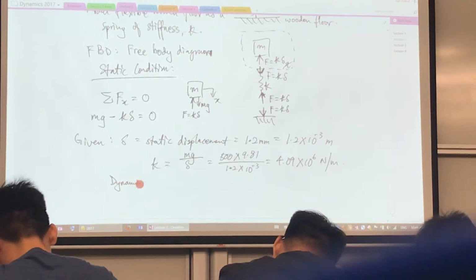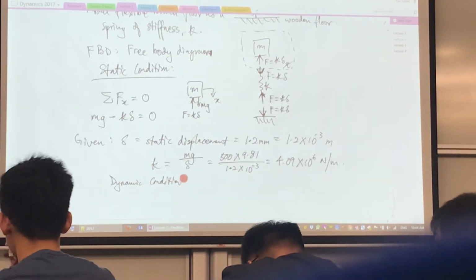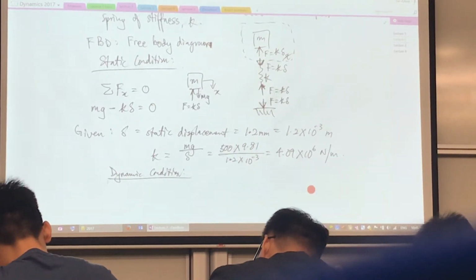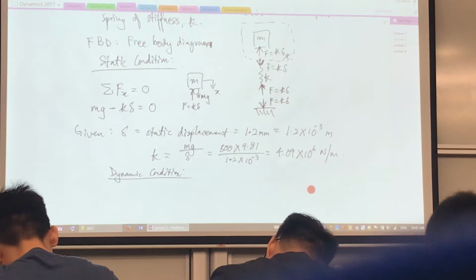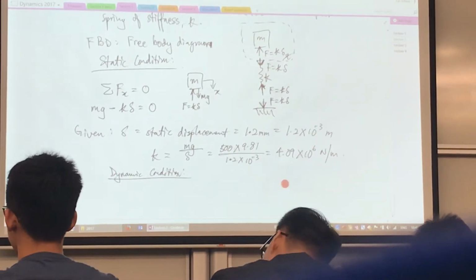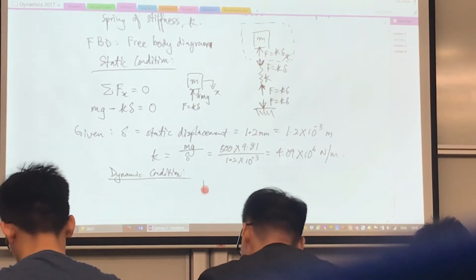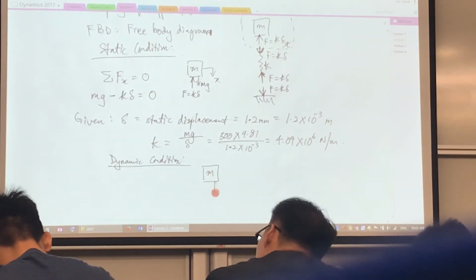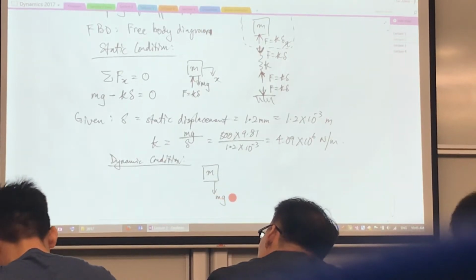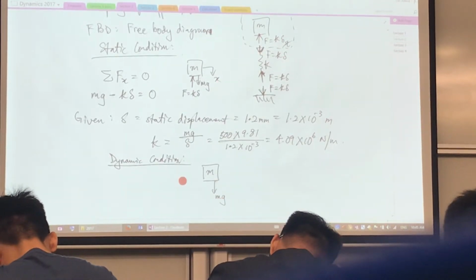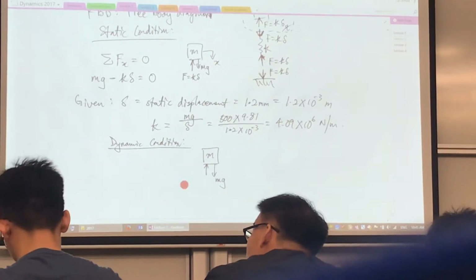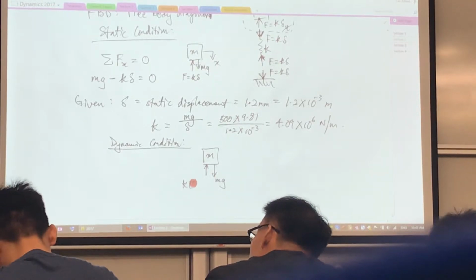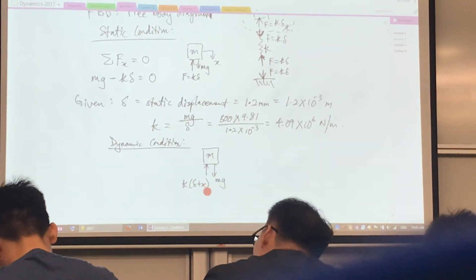Let's have a look at the dynamic condition, or the perturbed condition, or the disturbed condition. In order to figure that out, you will still be sketching that same figure. In this case, you will still have the mg. And because of the dynamic condition, the force acting upward now, as you've seen in the previous example, is K times delta plus X, right?